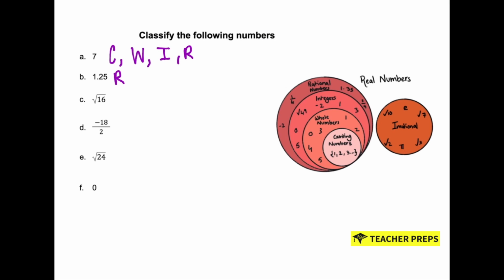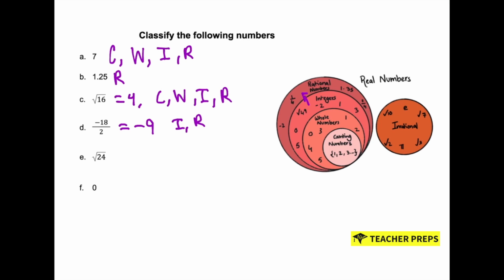Now let's look at the square root of 16. The square root of 16 simplifies to 4. 4 is a counting number, which means it's also a whole number, an integer, and a rational number. -18 divided by 2 is the same as -9. -9 is not a counting number or a whole number, but it is an integer. And because it's an integer, it's also going to be a rational number.